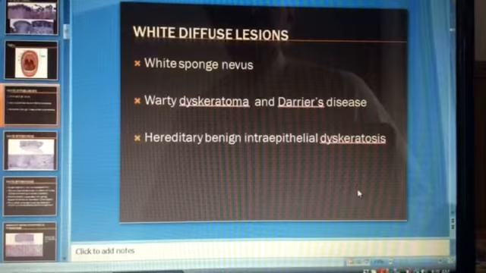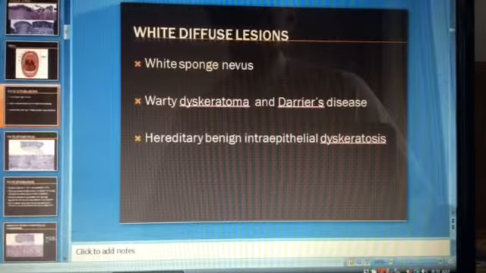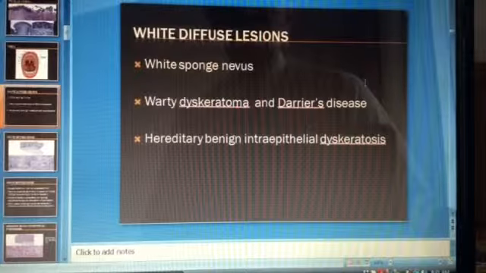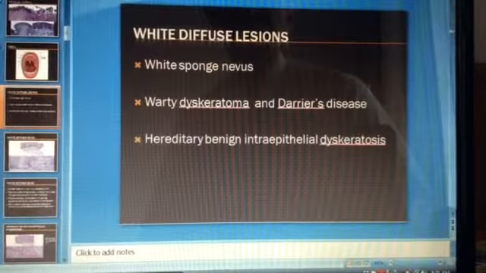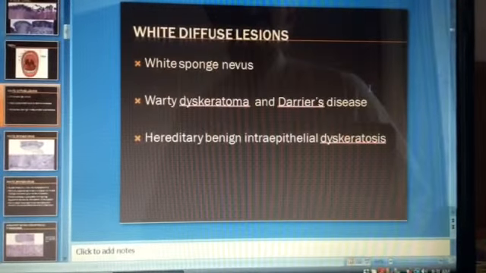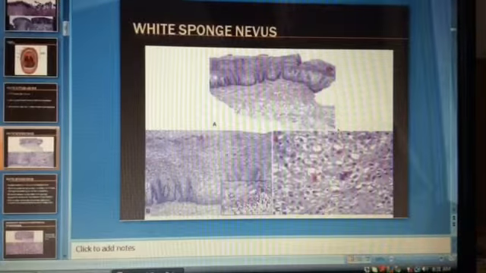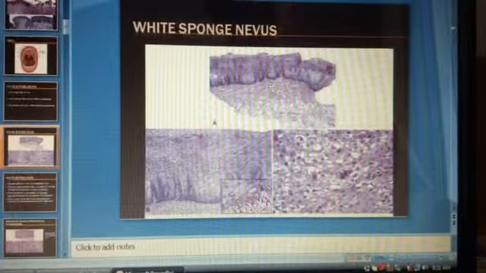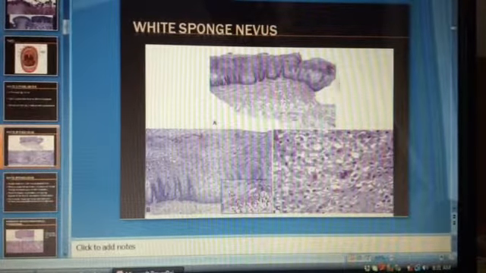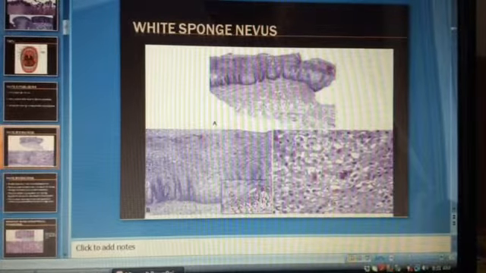So these are some of the lesions that present as white lesions and tend to be rather diffuse rather than discrete masses. The white sponge nevus, the warty dyskeratoma, and Darier's disease, which have identical histology, and hereditary benign intraepithelial dyskeratosis. Here's the white sponge nevus. As you see, it is an epithelial-based nevus. It is not a submucosal or melanocytic type of nevus that might be more typically associated with this term.